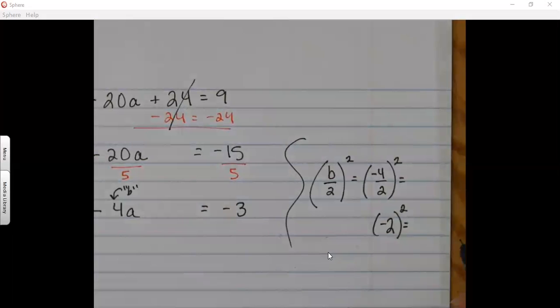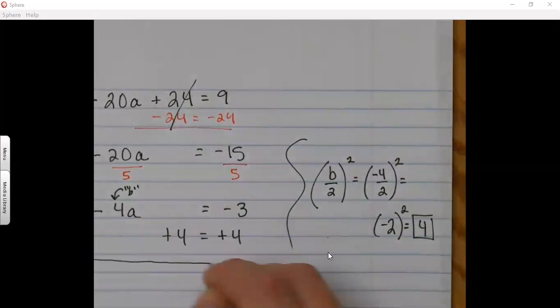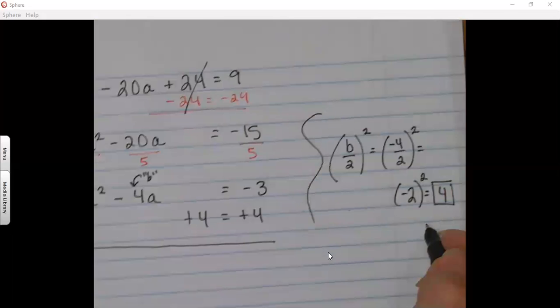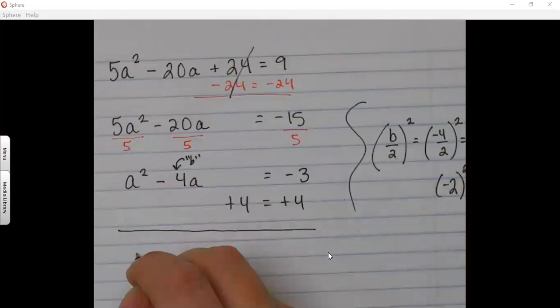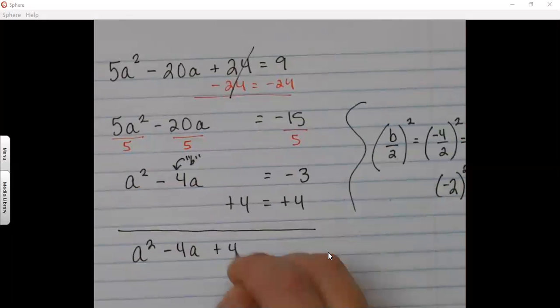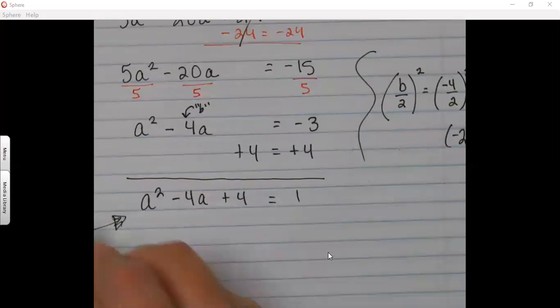4. What do I do with that 4? Add it to both sides of the equation. If you just do one side, you change the meaning of the problem. So a squared minus 4a plus 4 equals 1. Yep, negative 3 plus 4 is 1. We have created a perfect square trinomial.